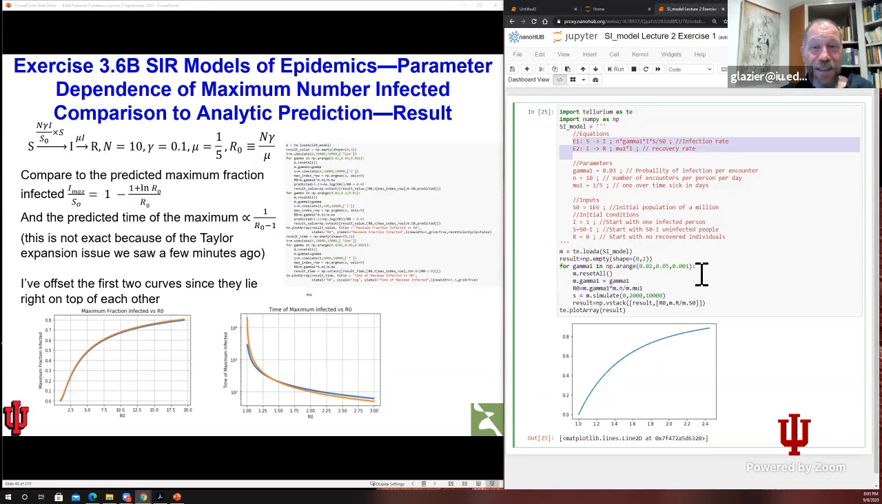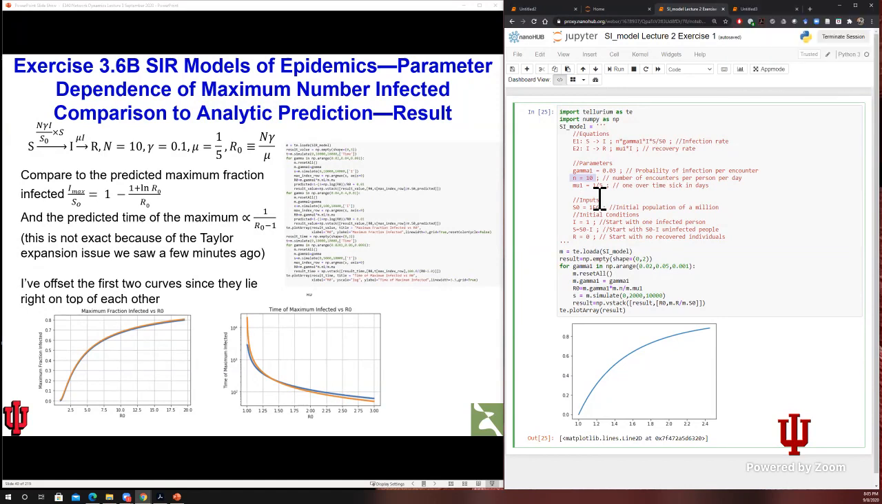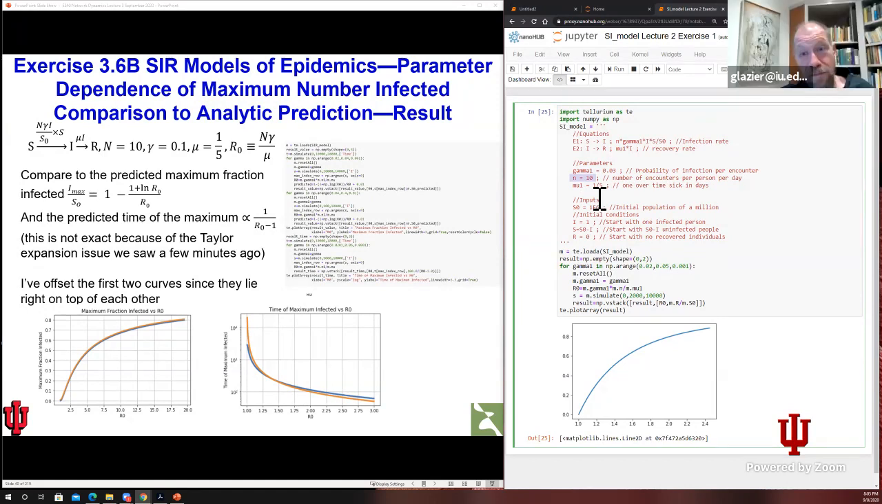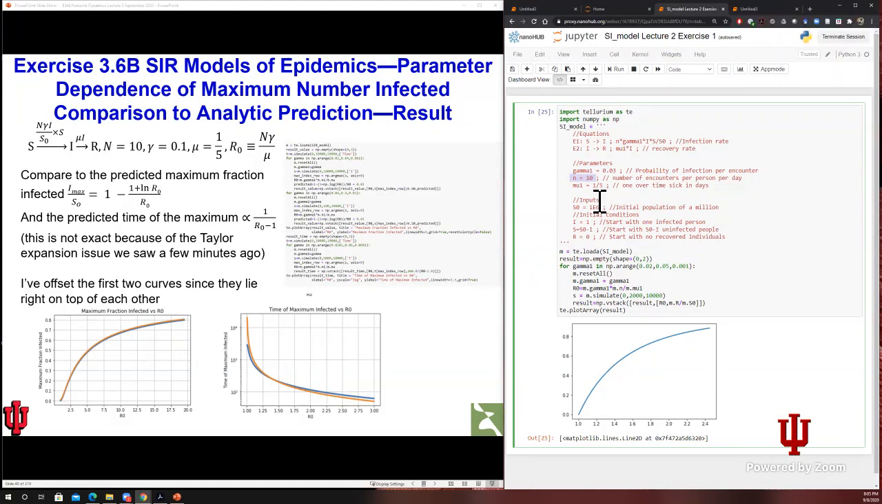Right. The things we control are gamma, which is the probability of infection per encounter, the number of people we encounter per day, how many people are infected, how fast we get better. Those are the things we control. How many people an infected person infects is a result of those things. Right. Not a parameter. So that's an excellent question.